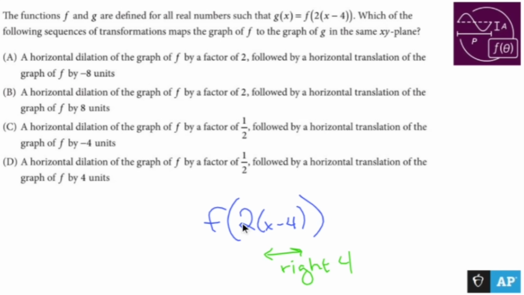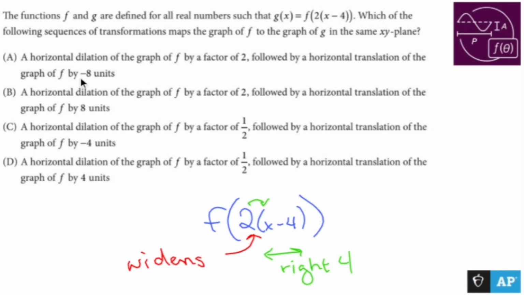If I'm looking at 2 here, 2 is being multiplied to x minus 4. Whenever the number that's attached to x is bigger than 1, it actually widens your graph out. So in this case, I'm going to have something that widens out and moves to the right 4.